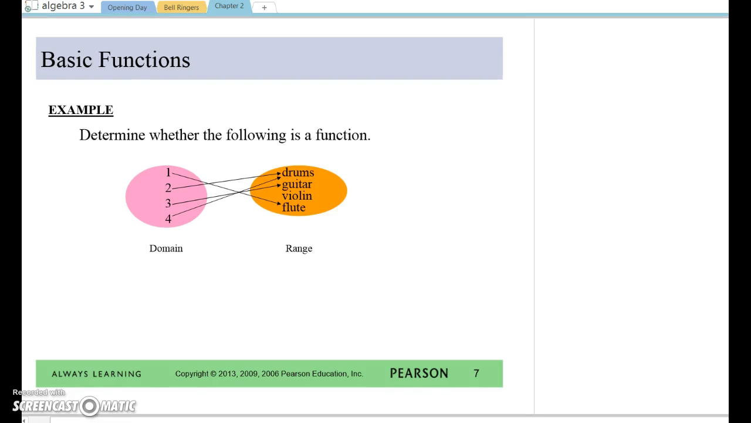All right, so determine whether this relation is a function. Look at your domain, which is your x values, the numbers in the pink. Do you see more than one of those values going to a different range? So 1 goes to flute, 2 goes to the drums, 3 goes to guitars, and 4 also goes to the drums. Just because 4 and 2 go to drums does not cause us not to be a function. Each value goes to a y. So none of the x values repeat. So this is a function.